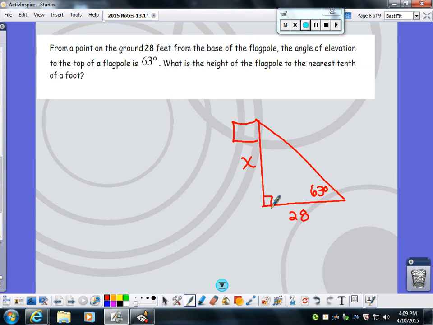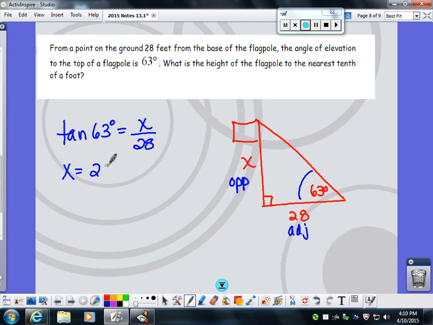Okay, so what do we have here? Our x in reference to our 63 is our opposite, and the 28 is our adjacent. So which trig ratio is opposite over adjacent? All right, hopefully you said tangent. So we've got the tangent of 63 degrees is equal to our opposite over our adjacent. Here again, we're solving for x. We're going to cross multiply.